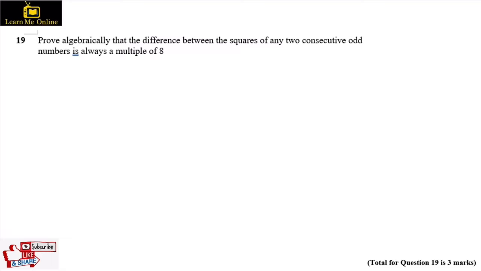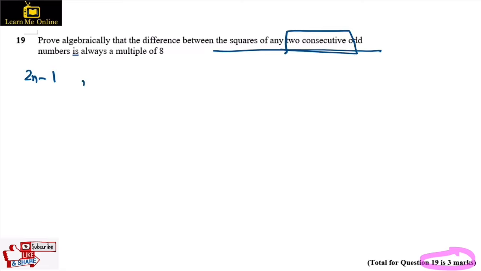Alright, so now we have got question number 19. It's a 3-mark question, and what the question says is, prove algebraically that the difference between the squares of any 2 consecutive odd numbers is always a multiple of 8. So we're going to take the odd number. I say 2n minus 1 is the first odd number. Because this says 2 consecutive odd numbers, then maybe I take 2n plus 1 as another odd number.